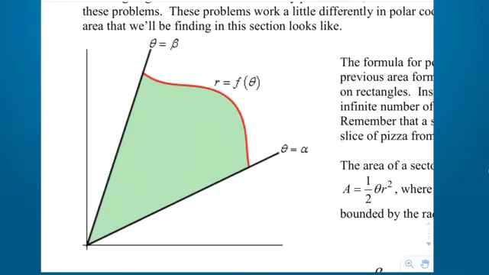Rectangular area was from left to right on the x-axis, height minus width. The way that we're going to find polar area deals more with rotation out of the pole. So what we need to do is review the formula for the area of a sector. Let's say we have this function r in red here that's traced out from theta equals alpha to theta equals beta. I want to find the area of the green region there.